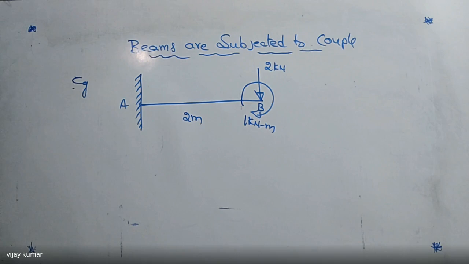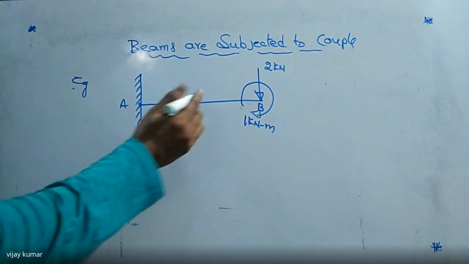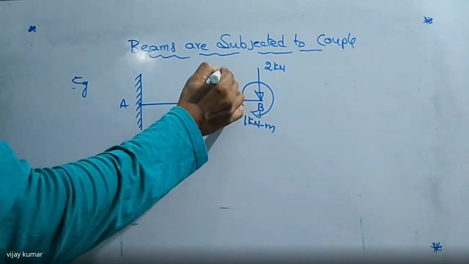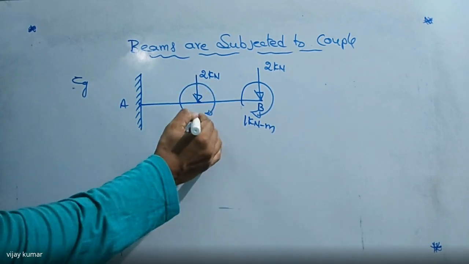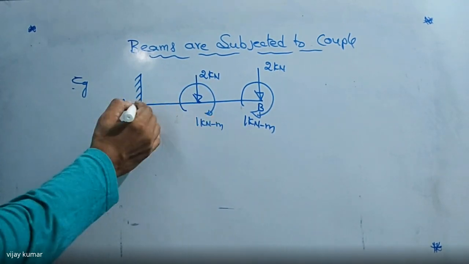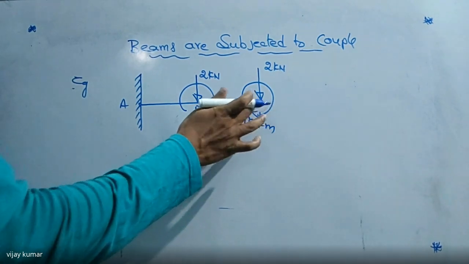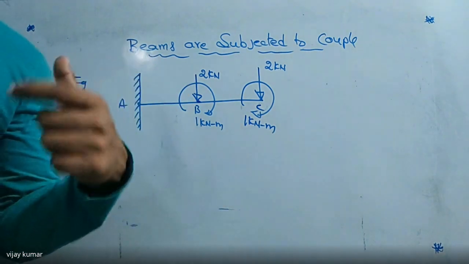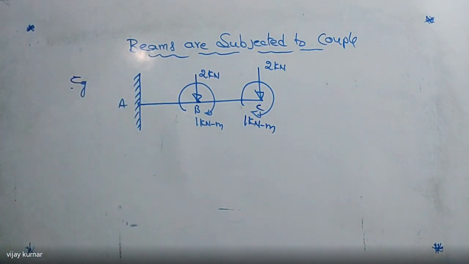Now tell me how to draw the shear force and bending moment diagram. Otherwise we can take it like this also. Here is another load, we are going to indicate this as 2 kilonewton, and we can draw another one here that is also 1 kilonewton meter. So this point is A, this is B and this is C. Now my question is how to draw the shear force and bending moment diagram for this cantilever beam, which is subject to point loads and at the same time to a couple, that is nothing but bending moment.